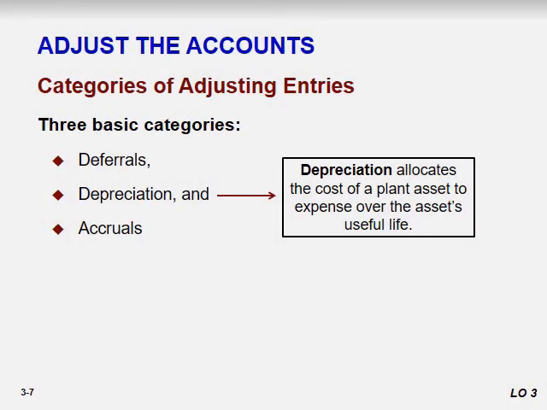Depreciation allocates the cost of the plant asset to expense over the asset's useful life. We have a whole chapter on this one. We will discuss extensive details of calculation of depreciation in that chapter as well. If you don't understand the word depreciation here, just understand that this is basically the cost of using the plant. That's it. How much of the plant we have used this year.